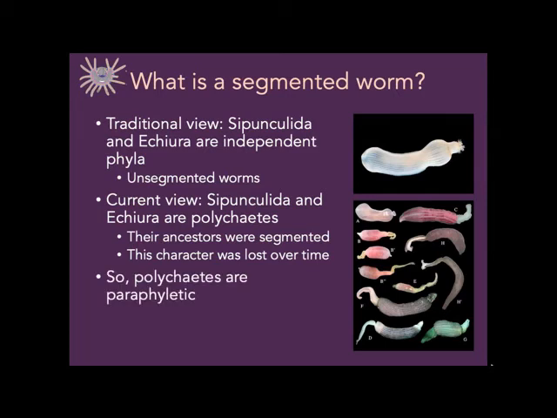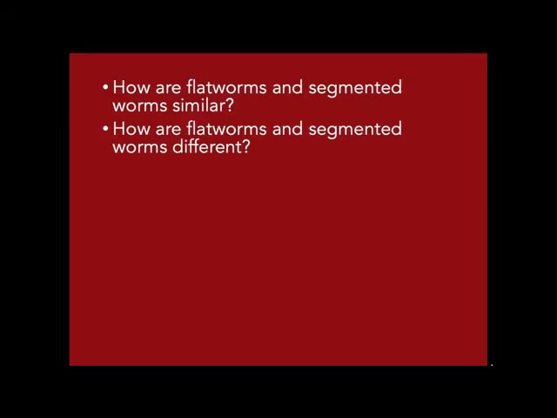Alright, so how are flatworms and segmented worms similar? They're both long and skinny. They have a high surface-to-volume ratio because they're long and skinny. Yeah, that's true. What else? They gotta live in wet places. Yeah, that's true.